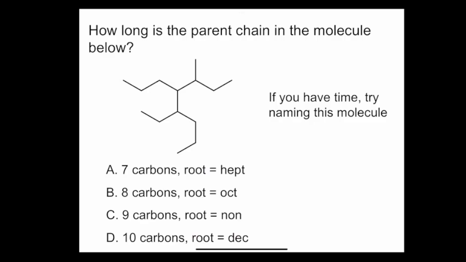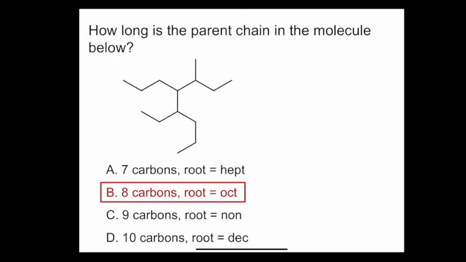Okay, so consensus on 3. There are how many carbons? A, B, C, D. This is B. That's right. There are 8 carbons in the chain.